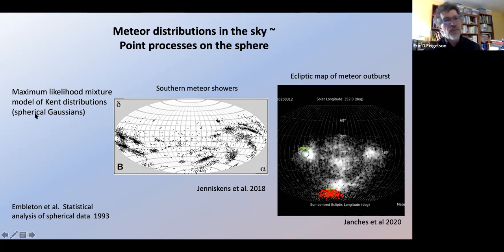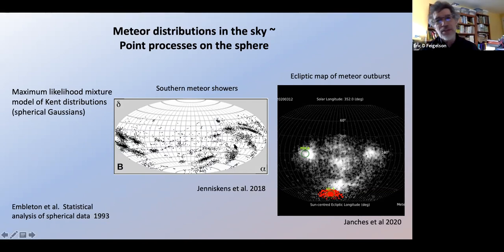And I think that in this case, where you have meteor showers that are sort of distinct, and they sort of look like ellipsoids, I might try fitting them with Gaussians, with bivariate Gaussians, elliptical Gaussians, designed to be on the sphere. So it's not a Gaussian distribution, it's called a Kent distribution. It's the generalization of Gaussians for spherical geometries.